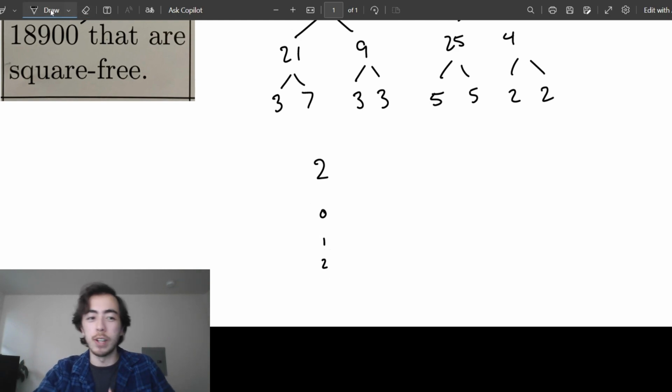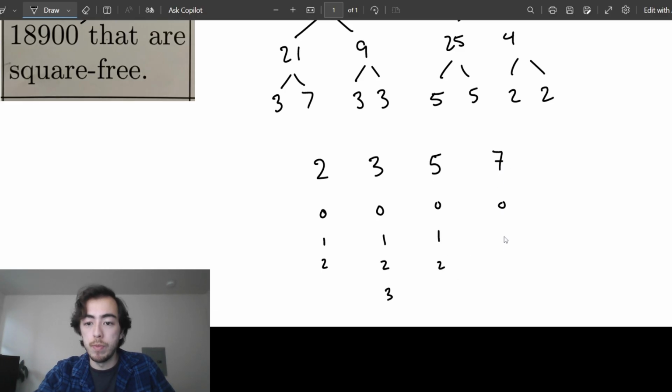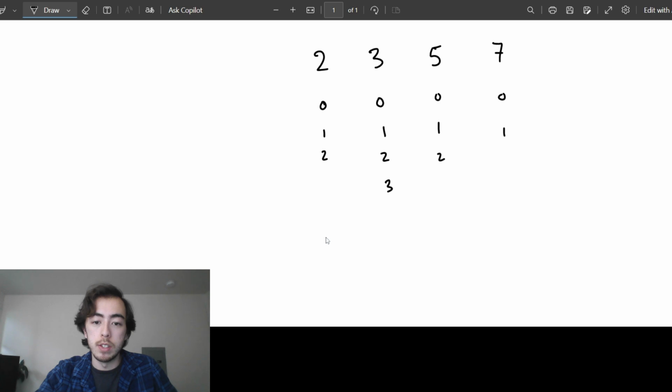And I'm conveniently forgetting that whole square-free part for just a sec. The next largest prime is 3, and I have 3 of them, so when I create a factor of our big number, I can pick up to 3 of them. We have 2 5's, and then just the 1 7. To create a factor of our number, I essentially have 3 options for the number of 2's, 4 options for the number of 3's, 3 options for the number of 5's, and 2 options for the number of 7's. Either I have it or I don't.